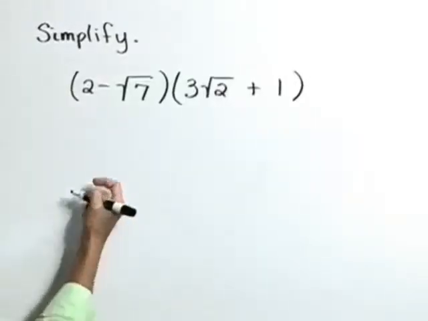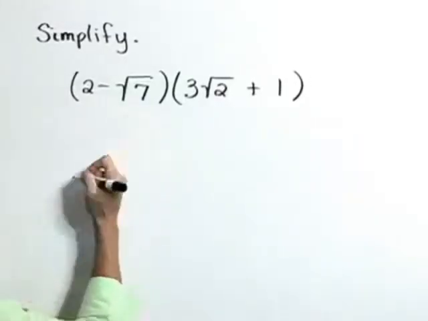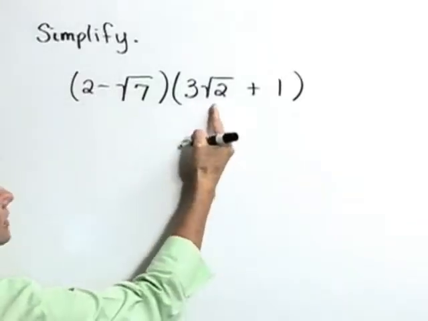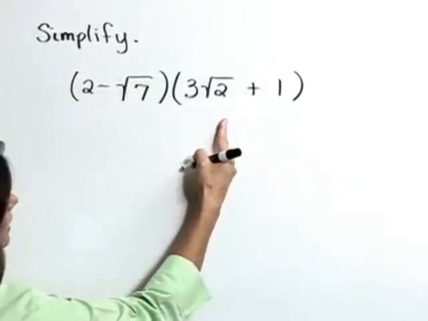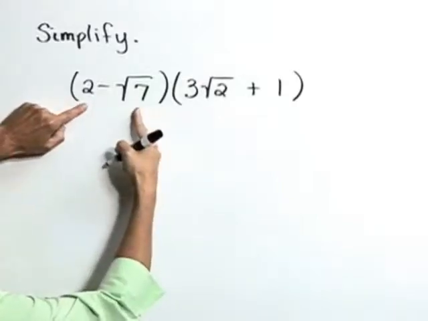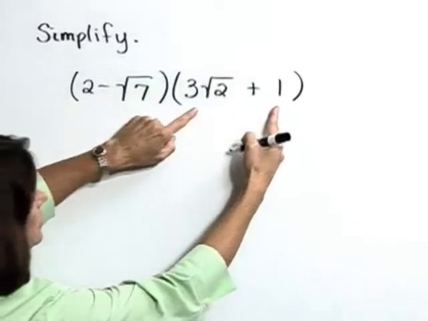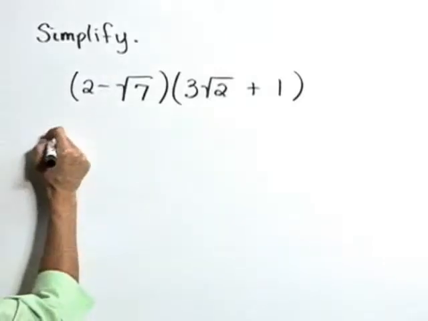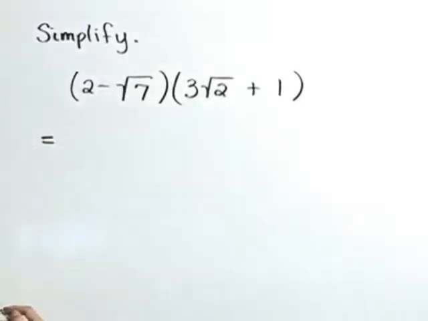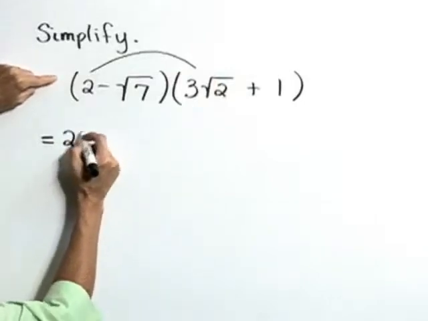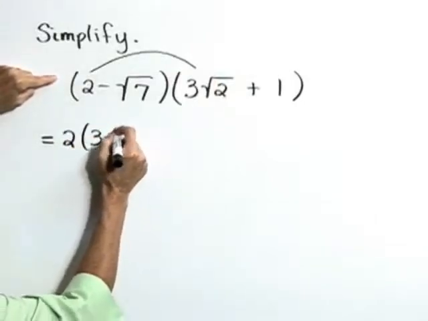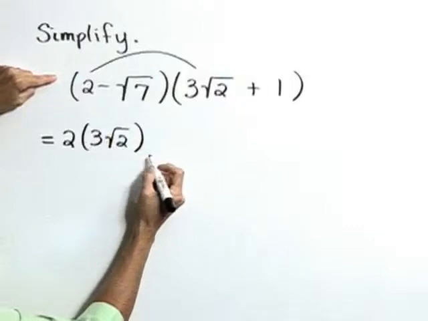Simplify the product of 2 minus the square root of 7 and 3 times the square root of 2 plus 1. Well, to multiply here, we're going to take each term of the first factor times each term of the second, or you might think of this as FOILing. Now, we multiply those first terms, so we'll take 2 times 3 times the square root of 2.